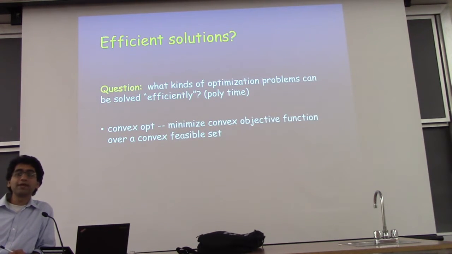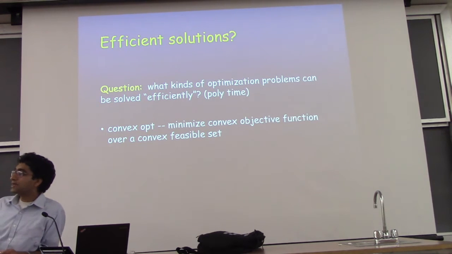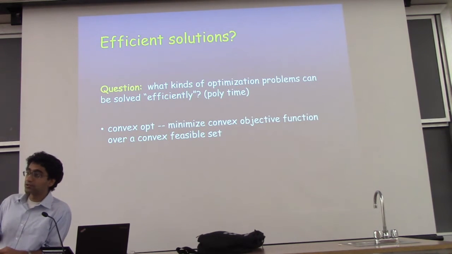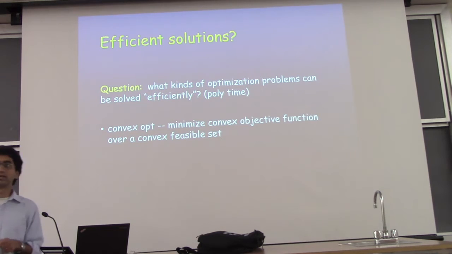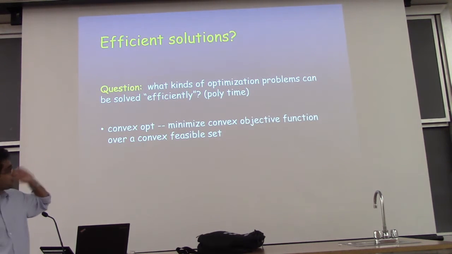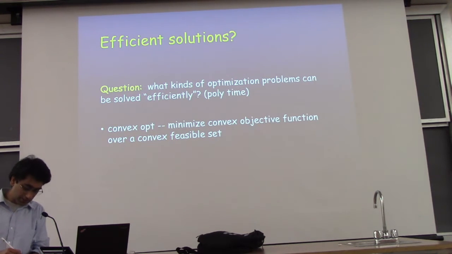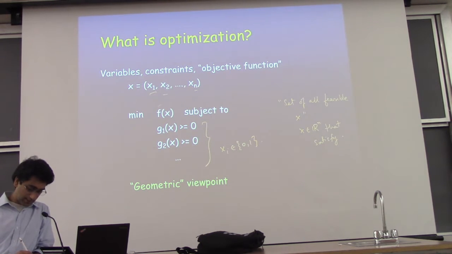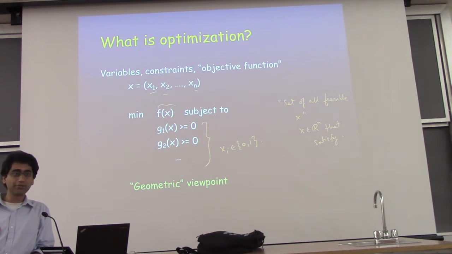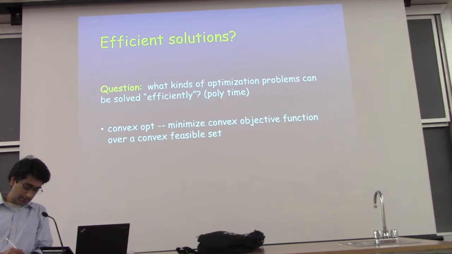The other question we asked last time is, you can phrase a lot of problems as optimization, but when can you solve these problems? There's no use phrasing a problem as optimization if you can't solve it. One case, usually called convex optimization, is one in which your objective function, the f of x in this slide, is what we call convex, and the feasible set is convex. And we defined what that means.